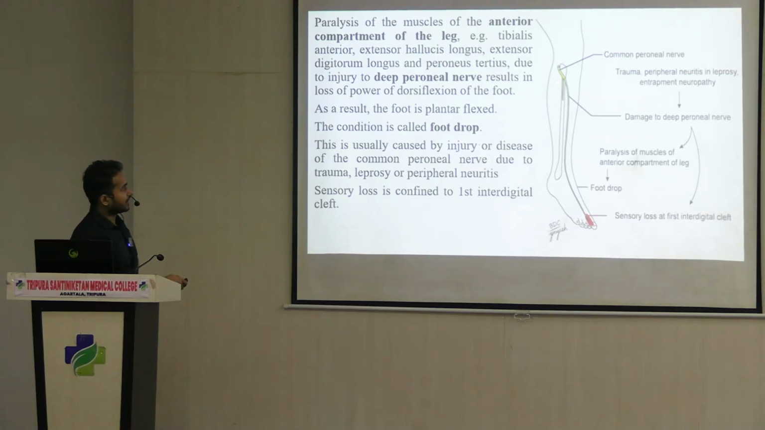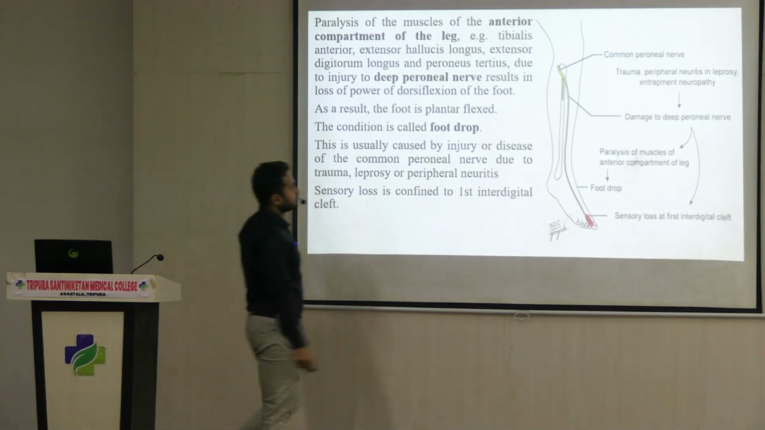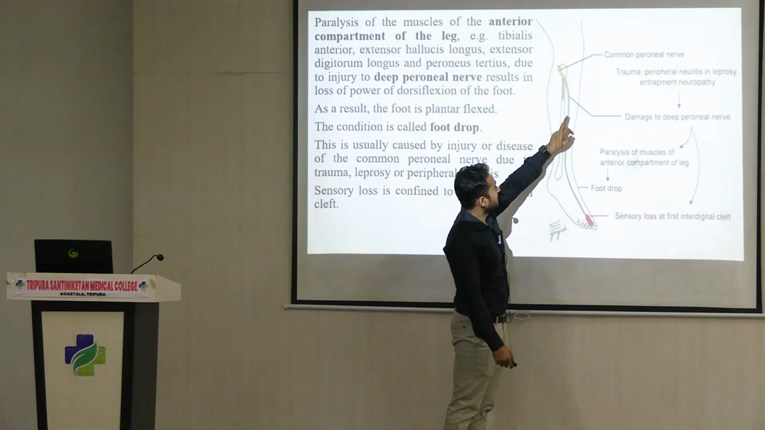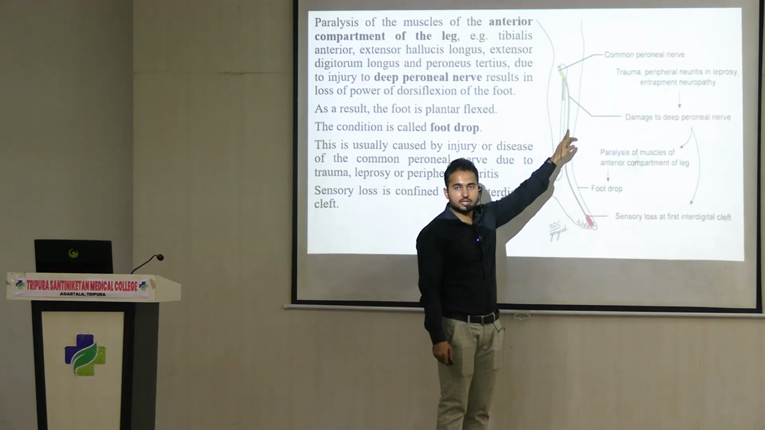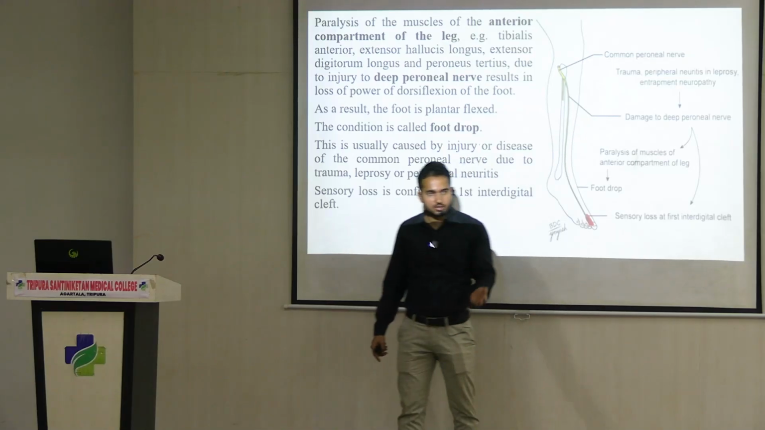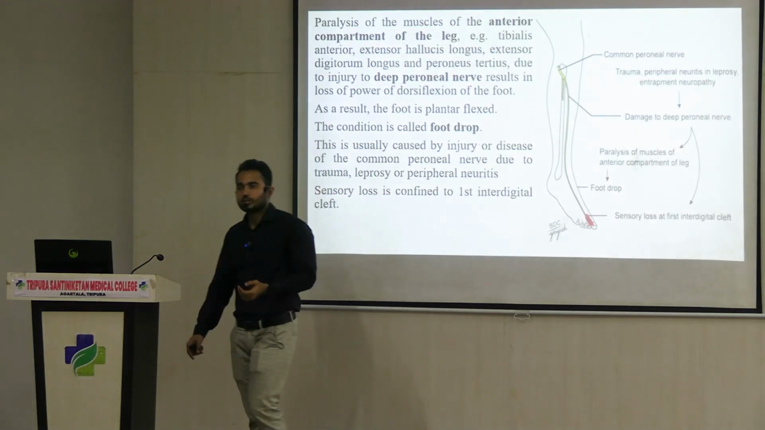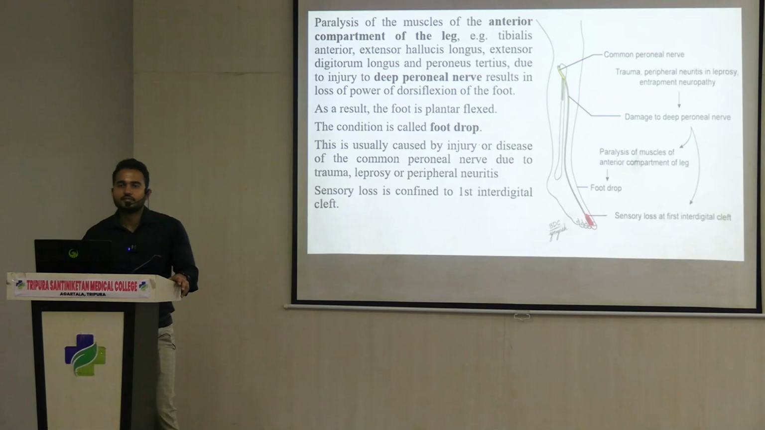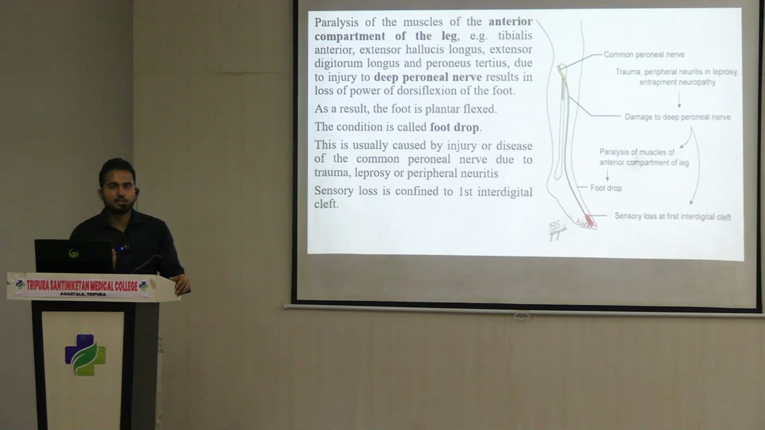And you can see in the diagram. This is the common peroneal nerve, and you can see this is the image of the deep peroneal nerve. This shows damage to the deep peroneal nerve. Now, this deep peroneal nerve is the nerve of the anterior compartment of the leg, which is supplying the muscles of the anterior compartment of the leg. And what is the main function of these muscles? Dorsiflexion. So, if this particular nerve is injured, muscles will get paralyzed. As a result, the foot will become plantar flexed, and that is called foot drop.